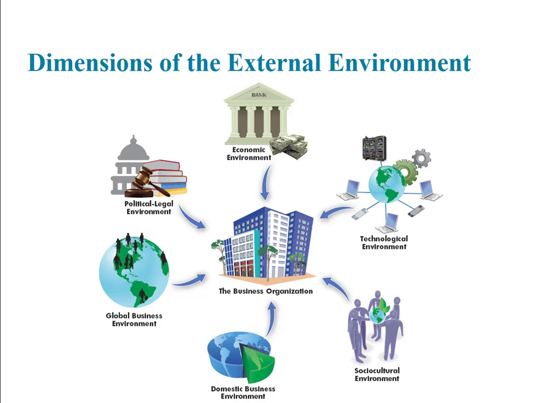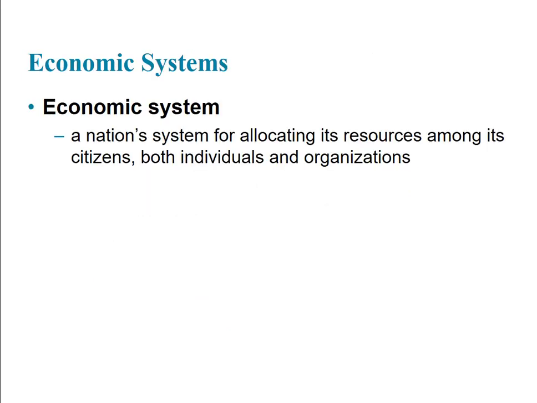And the sixth dimension is at the very top here, and that is the economic environment. And this economic environment refers to the relevant conditions that exist in the economic system in which your company operates. Make sure that you're aware of your economic environment of where you're doing business. Now, I mentioned this term a couple times already, so I wanted to make sure I put this up here and define it clearly for you. And that's economic system. This is your nation's system for allocating all of its resources among its citizens, both individuals and within organizations. That's what an economic system is.